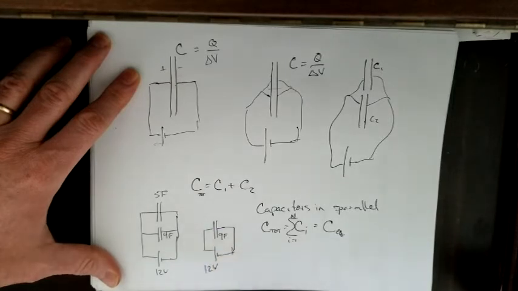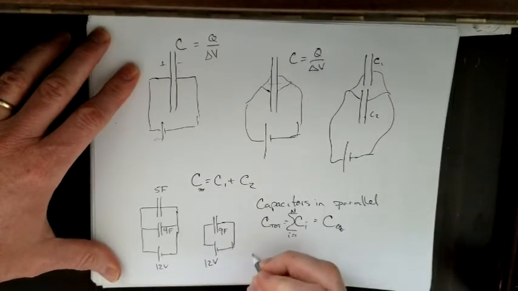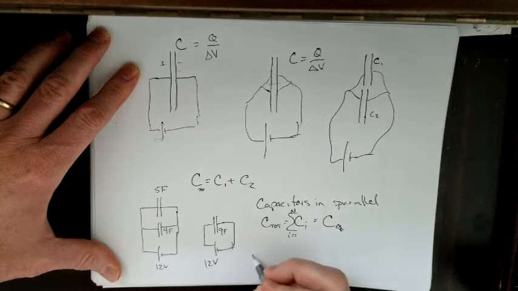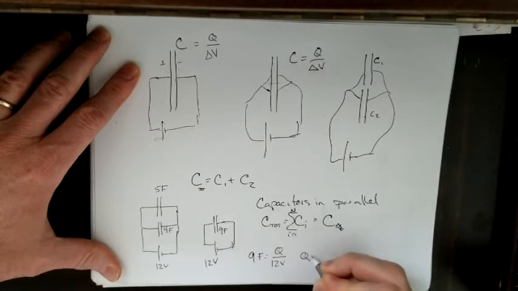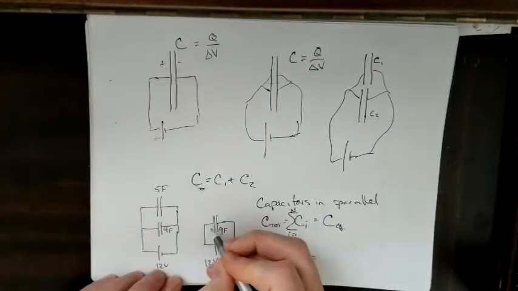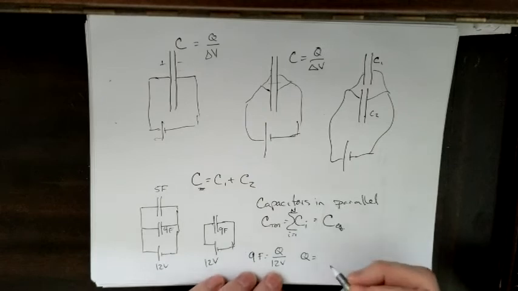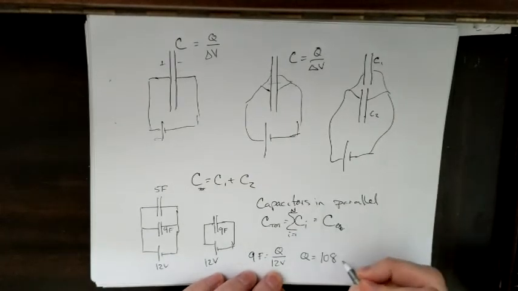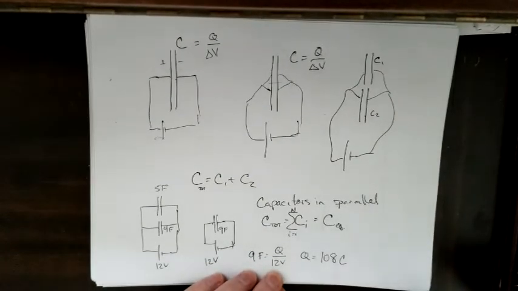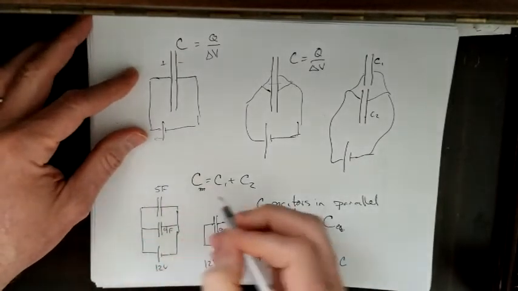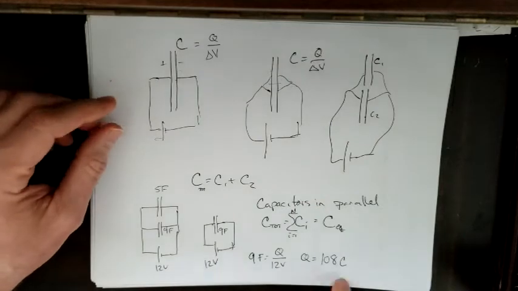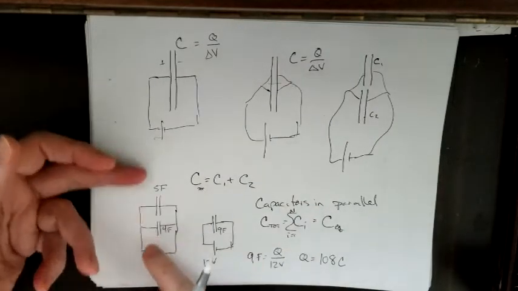I can now find the charge on the plates. I know that C is equal to Q over delta V. So 9 farads is equal to Q over 12 volts. And so the charge on the positive plate will be 12 times 9, which is 108 coulombs, or volt farads. So I would have a total of 108 coulombs of charge, but it's split between these two.